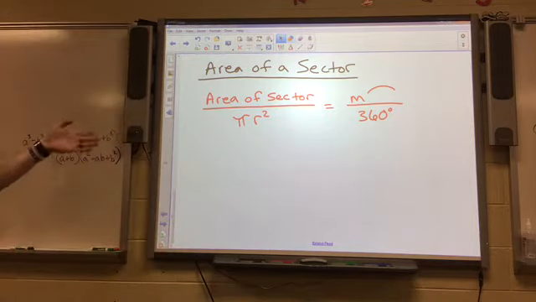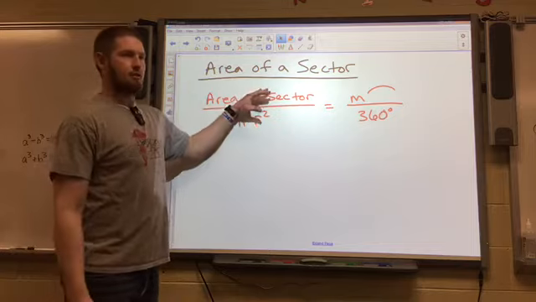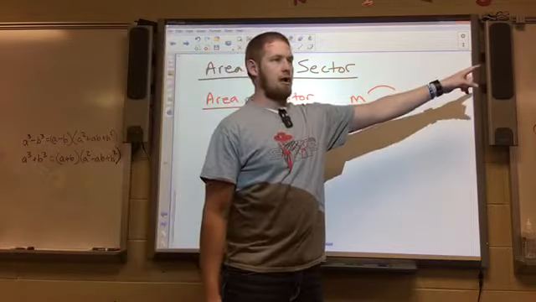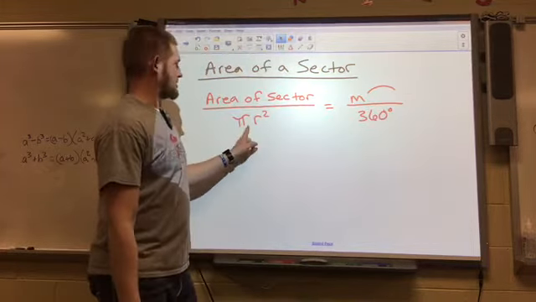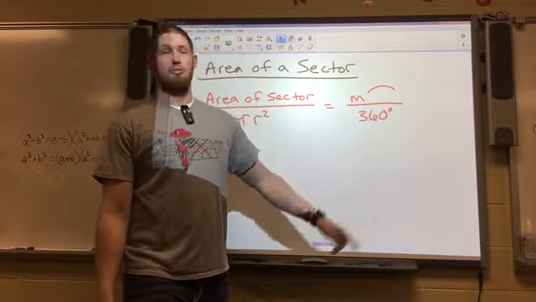It's not going to be confusing right now because you know what you're doing. It's going to be confusing when you get to the review and the test because they're not going to tell you which one to use. You're going to have to know which one to use. So just understand, are you finding area of a sector or are you finding arc length? And that'll tell you whether the bottom needs to be pi r squared or 2 pi r.